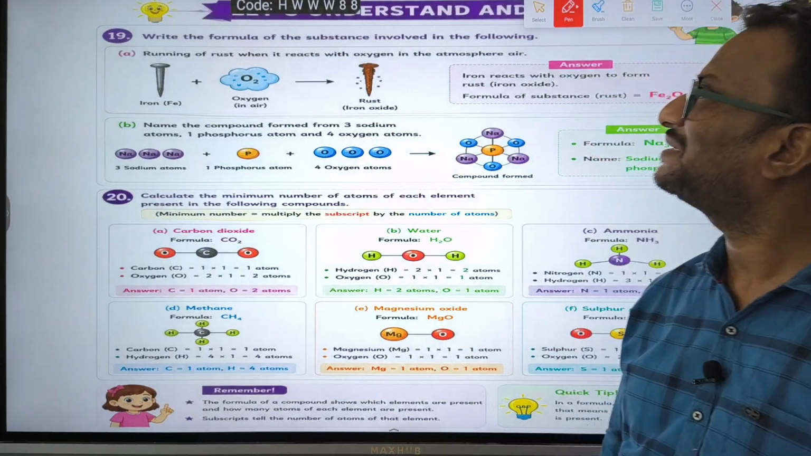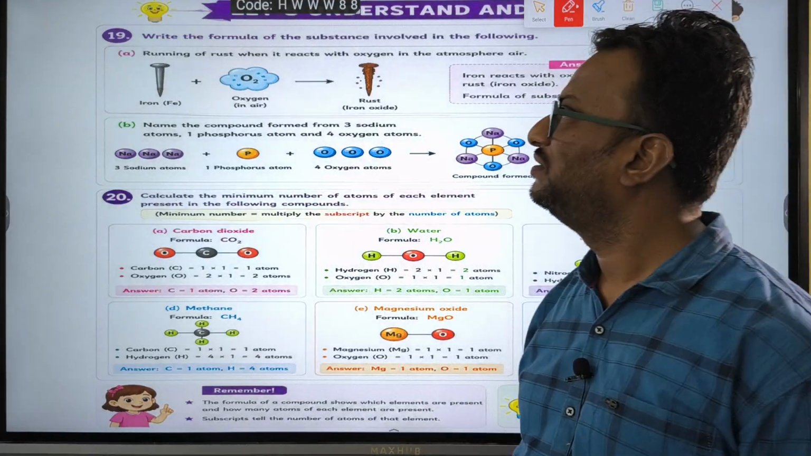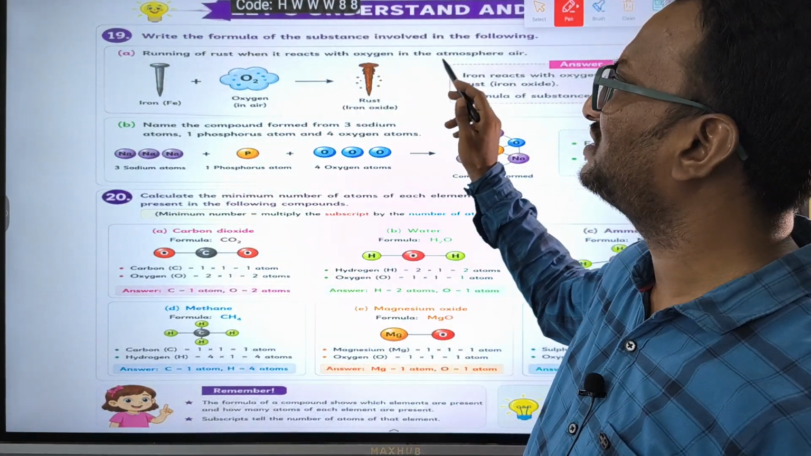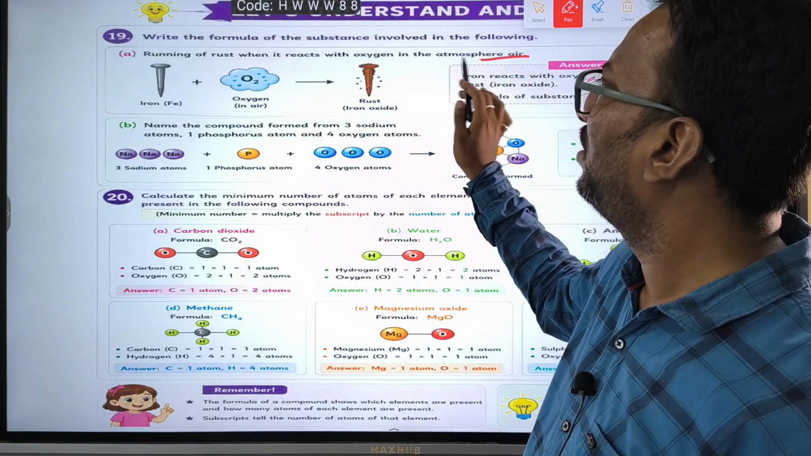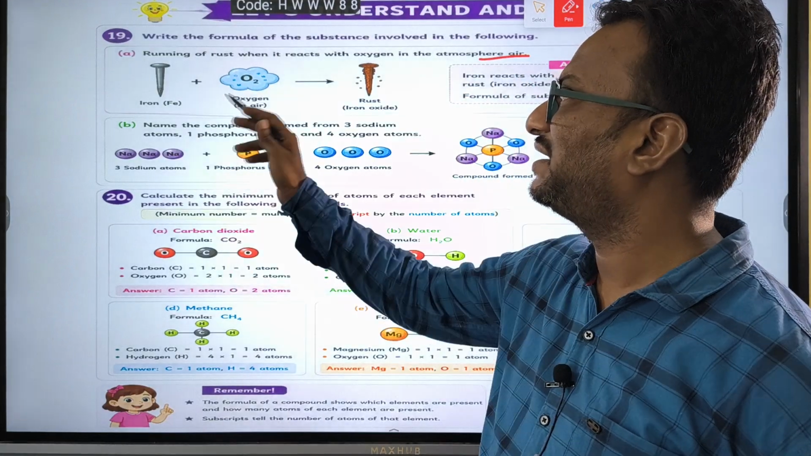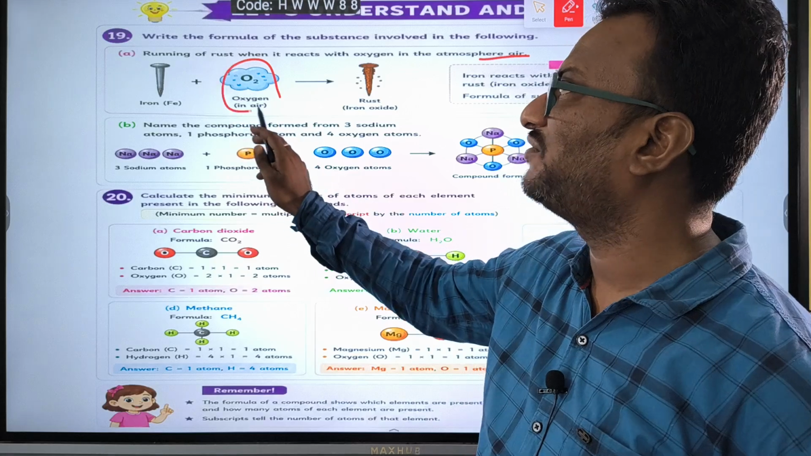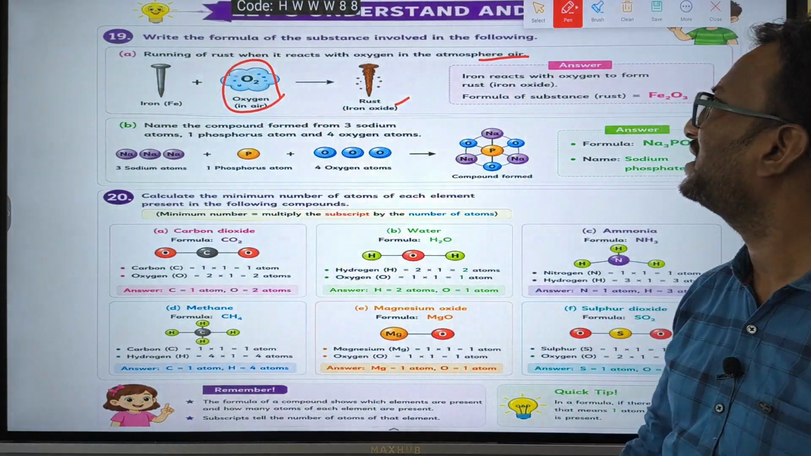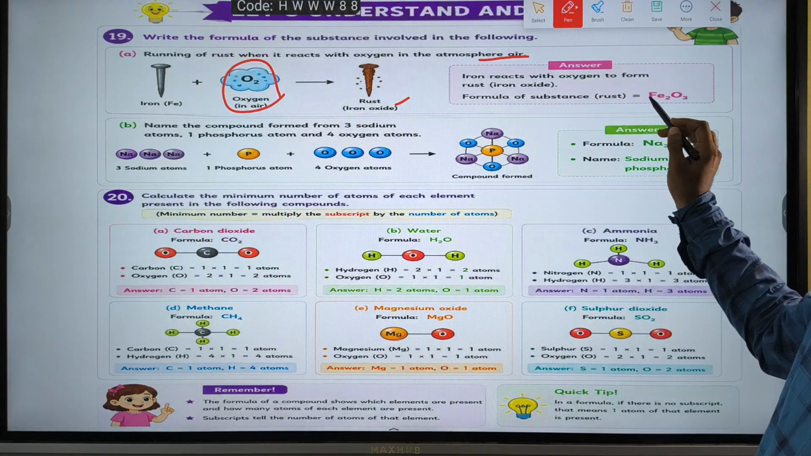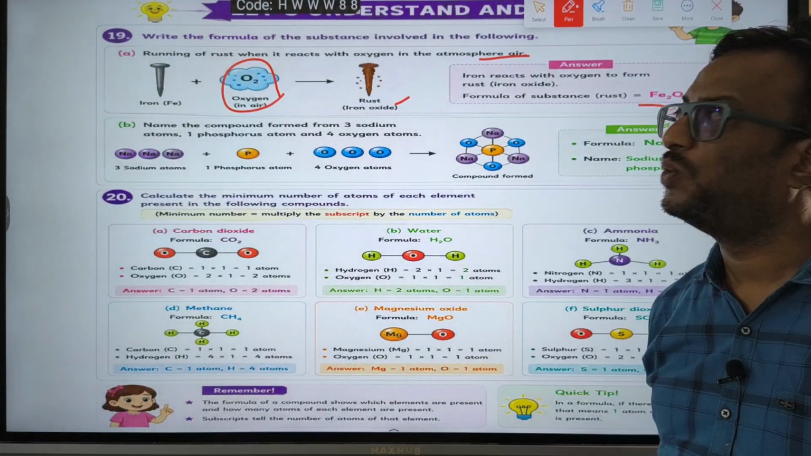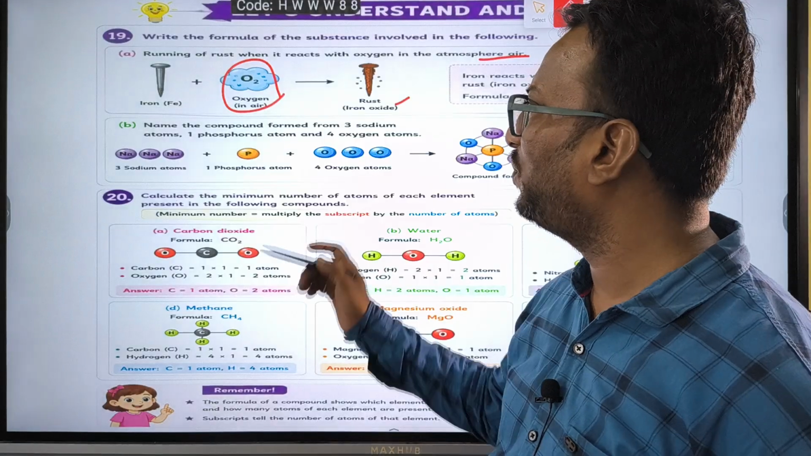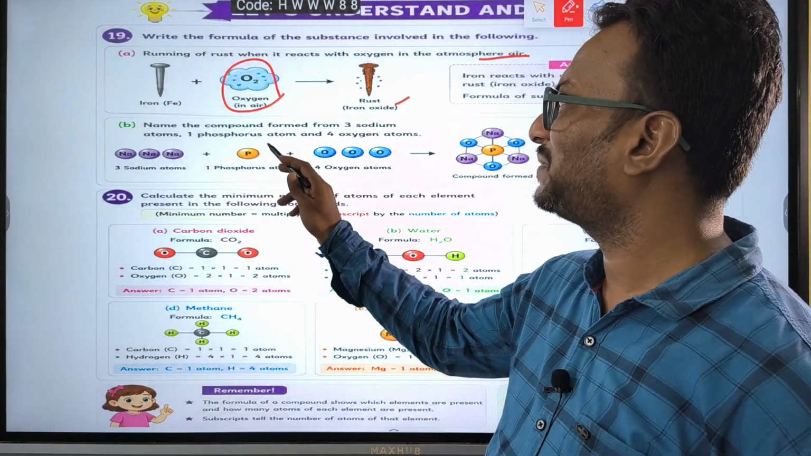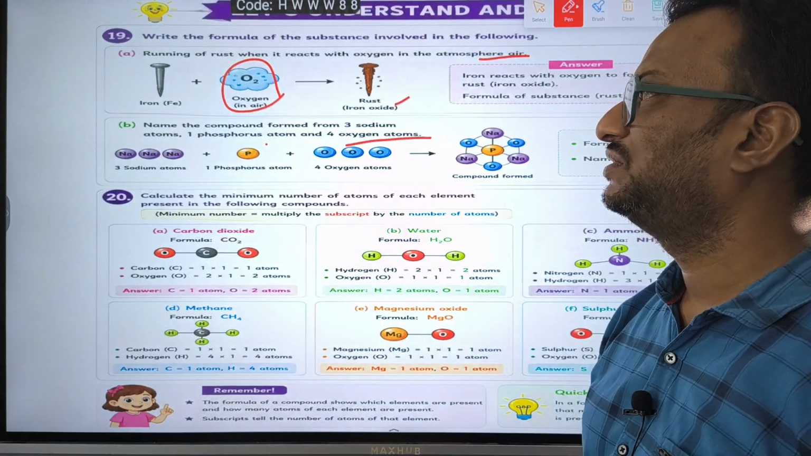Write the formula of the substance involved in the following. Rust: it forms when iron reacts with oxygen in the atmospheric air. Iron reacts with oxygen and water vapor in the air and converts into iron oxide, that is rust. The formula is Fe2O3. Name the compound formed from 3 sodium atoms, 1 phosphorus atom and 4 oxygen atoms.